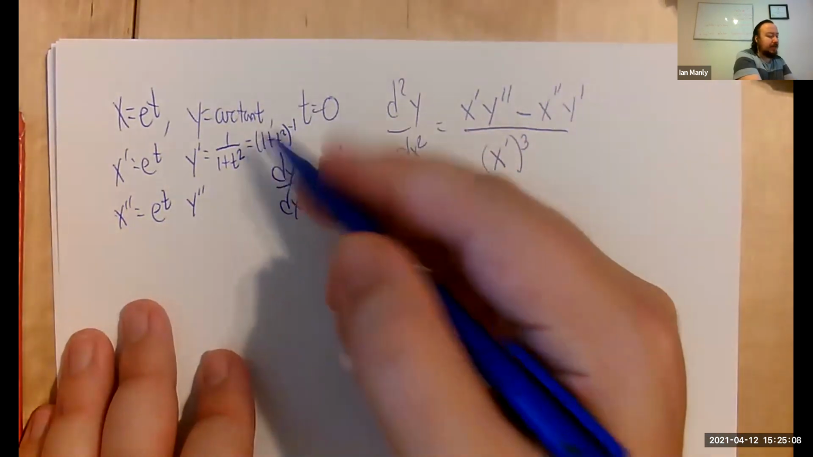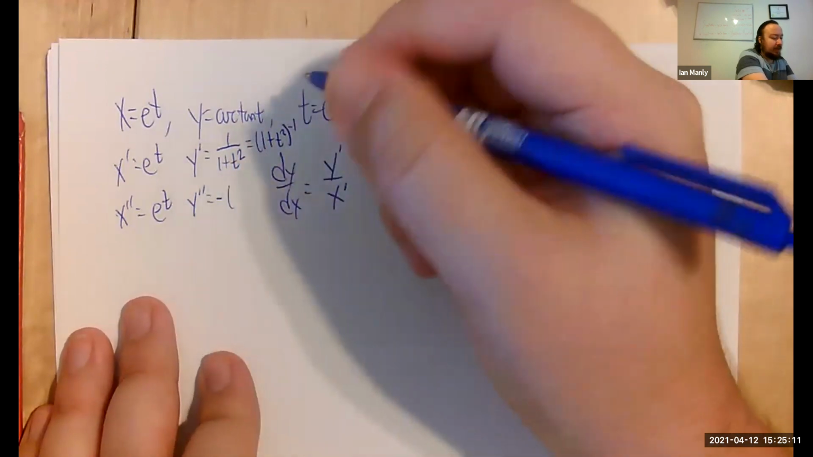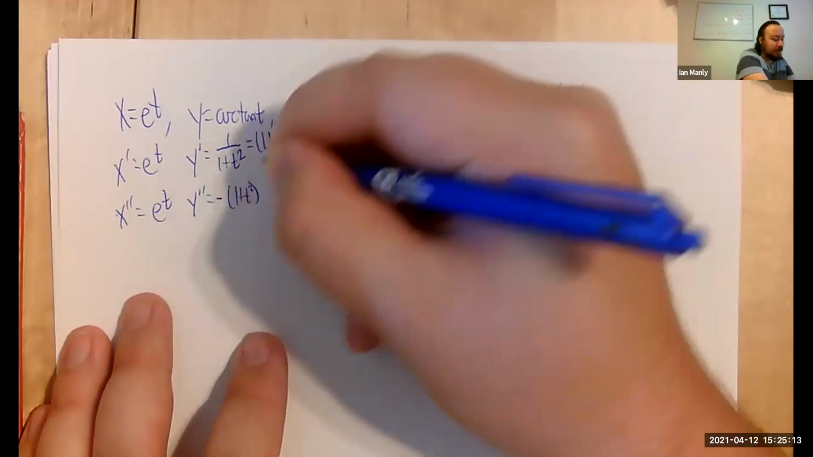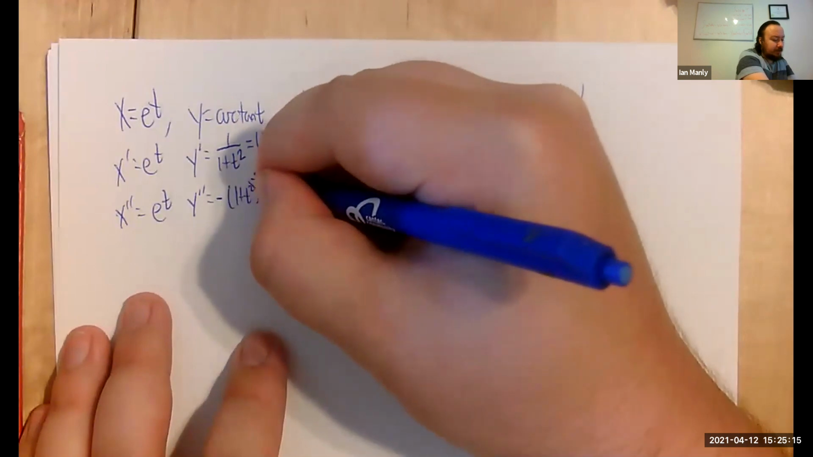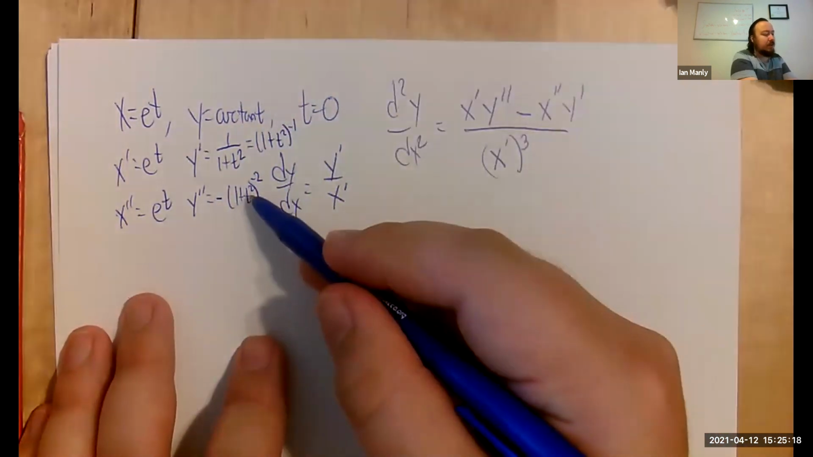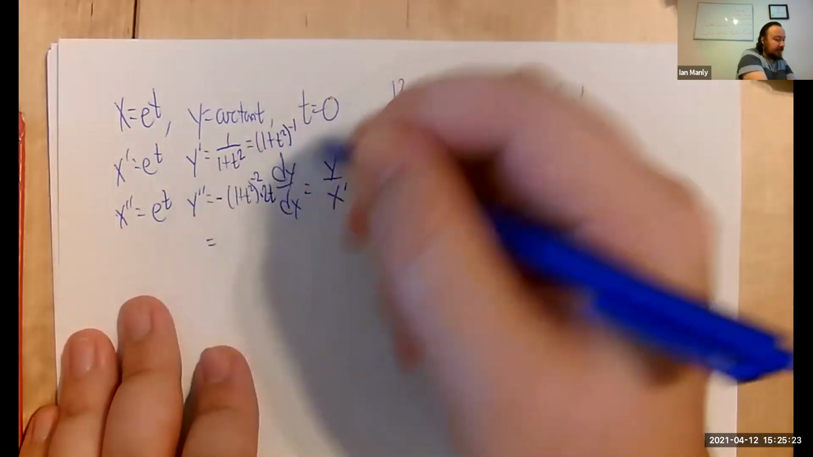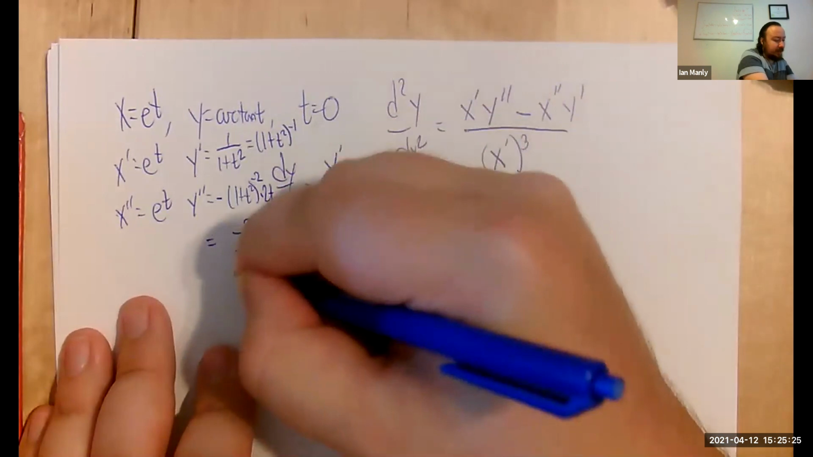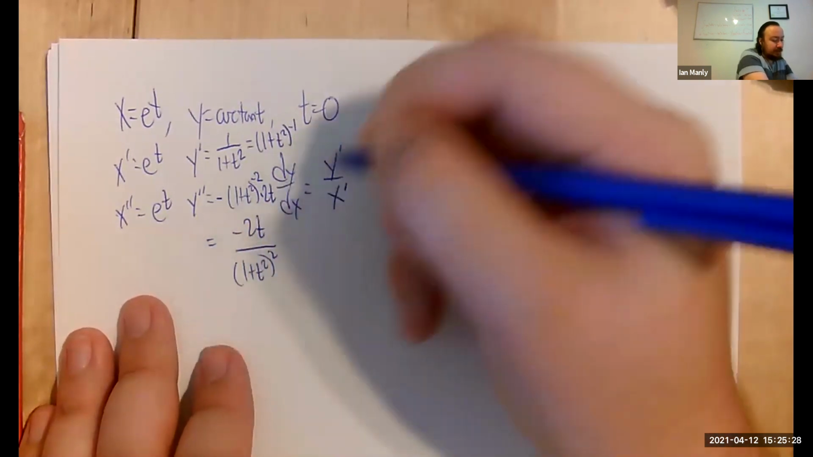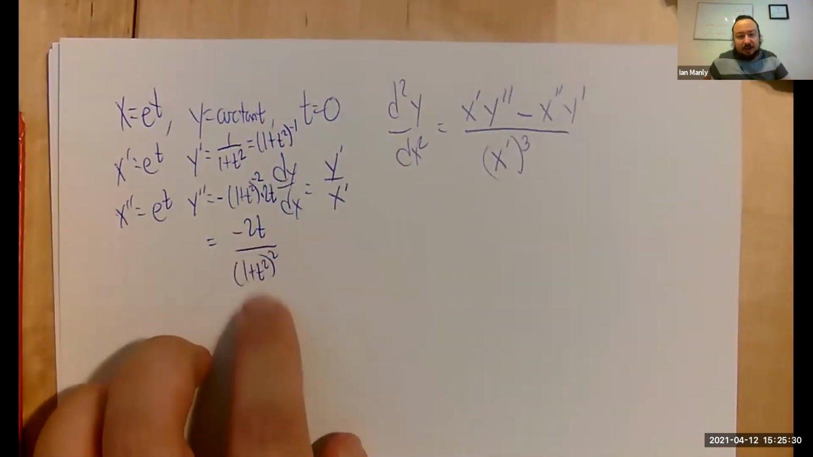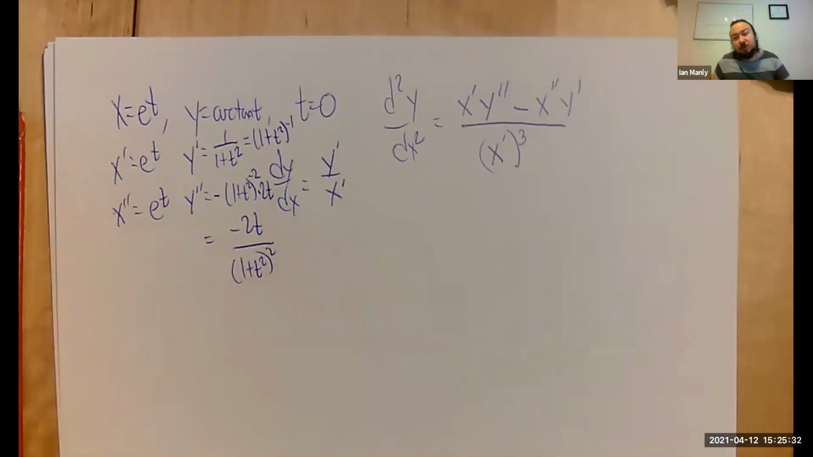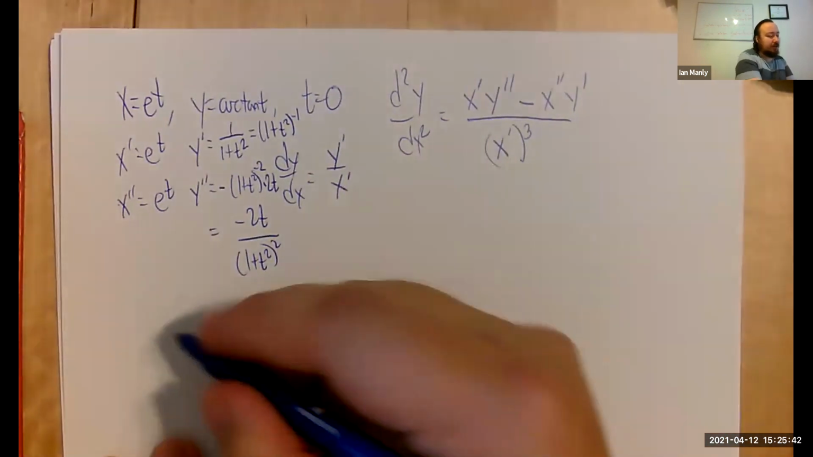So I'm going to bring the negative down, and then I have 1 plus t squared to the negative 2. So I did the power rule, and then I multiply by the derivative of the inside, which is 2t. So if I simplify this, I have negative 2t over 1 plus t squared squared. All right, so this is probably the easiest way of doing it, but you could have also done the quotient rule on 1 over 1 plus t squared. That's also okay.